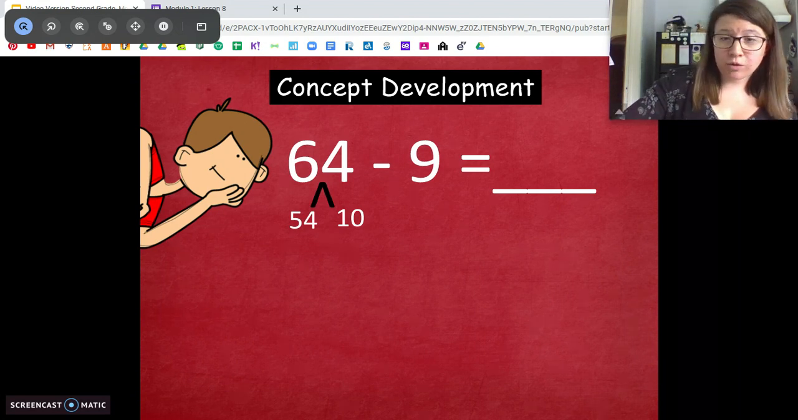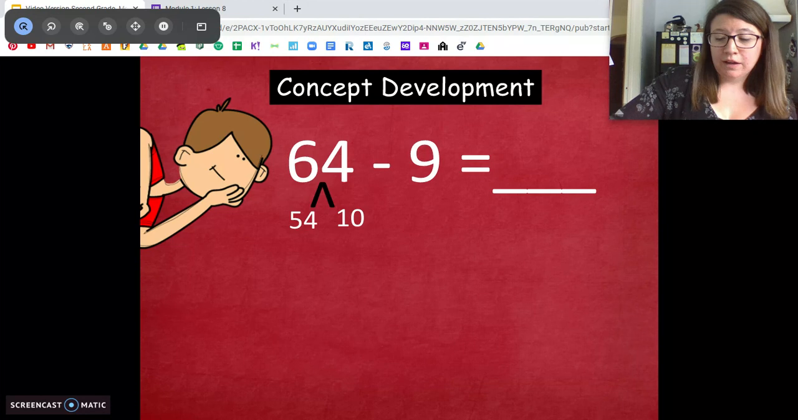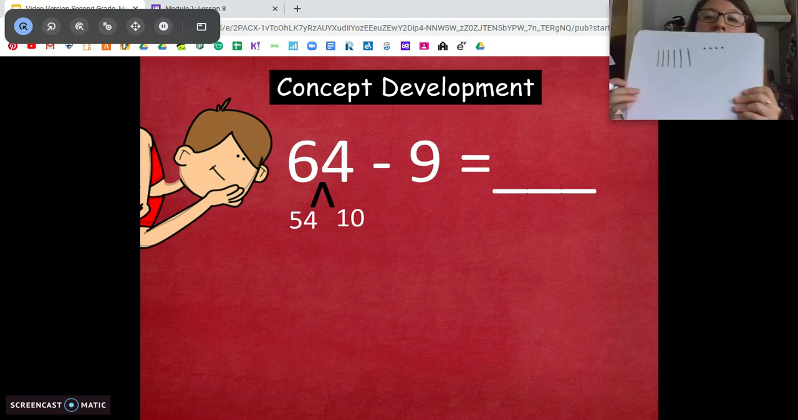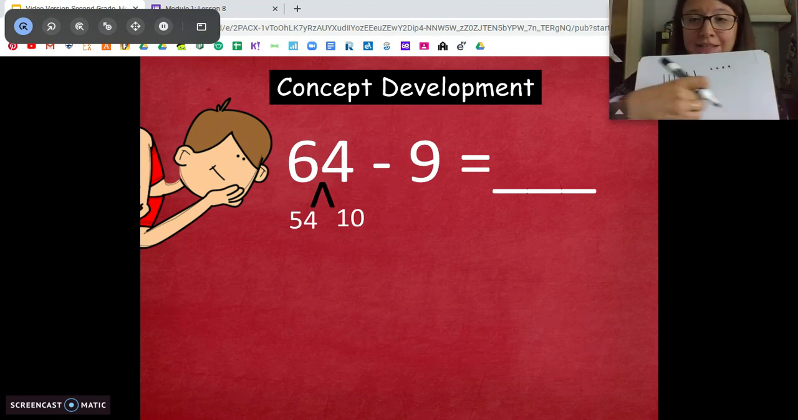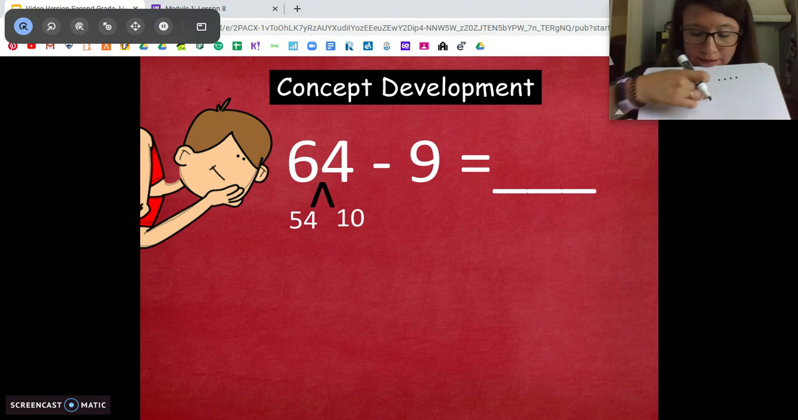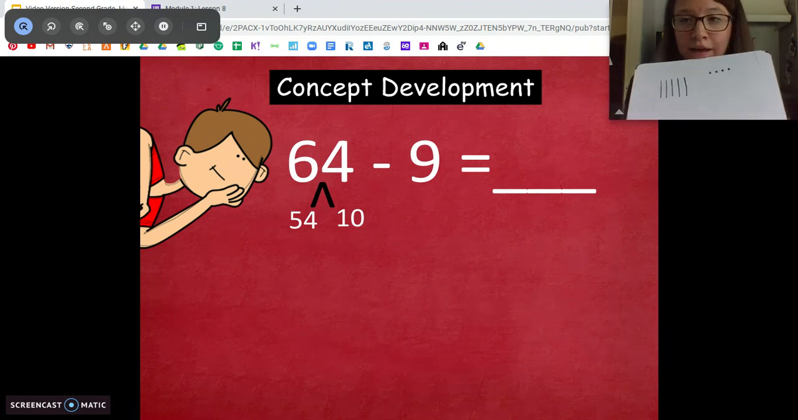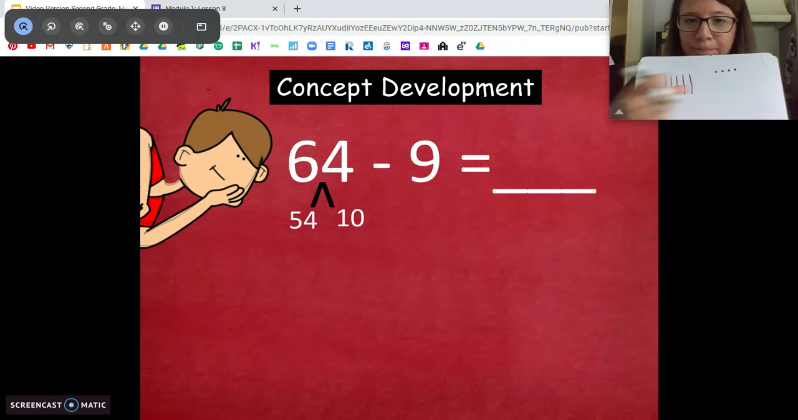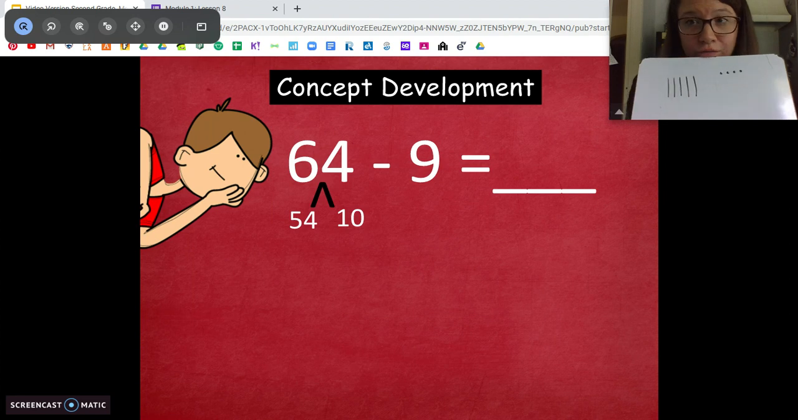Okay, let's go over it together. 3, 4, 5, 6. I'm drawing my 10s and 1s so that it's easier for me to break out and take out 10. So here's my 10s and 1s. 64 is my number. So I'm going to take out 10. Okay, now my other part of my number bond is 1, 2, 3, 4, 5, 54. The 1s stay the same. So I have 10 and 54.